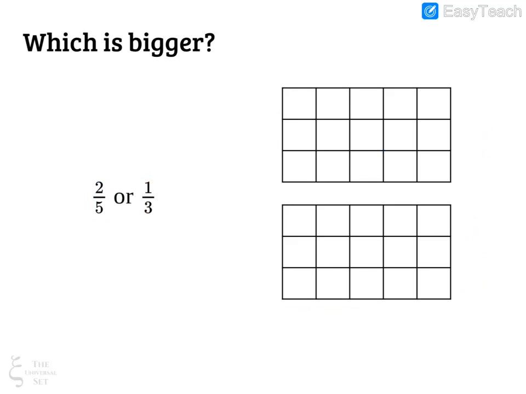Which is bigger here then, 2/5 or 1/3? I'm going to do exactly the same thing here. So 2/5 of this shape. We've got 5 columns, so I'm going to need to shade in 2 of those 5 columns. 1, 2 columns shaded in.